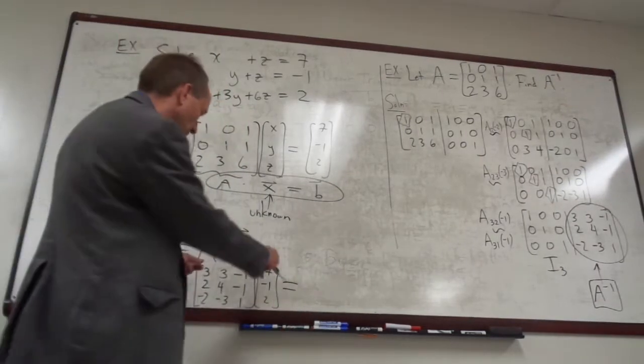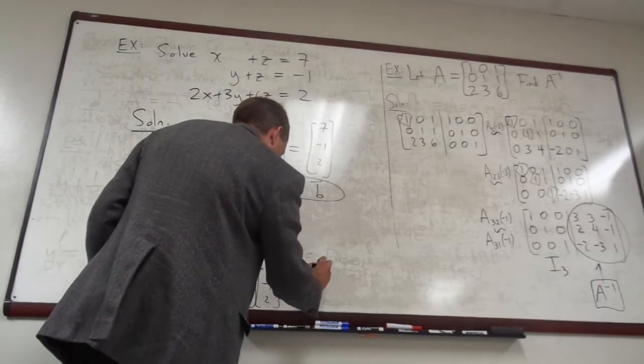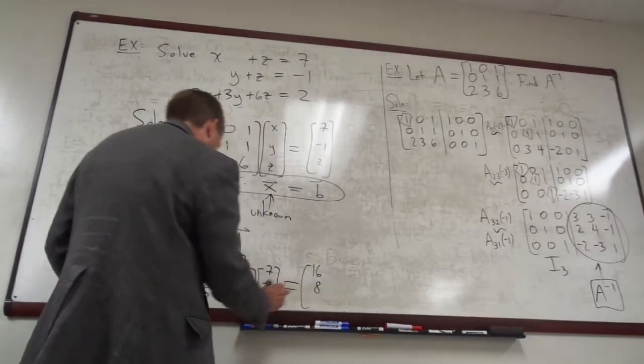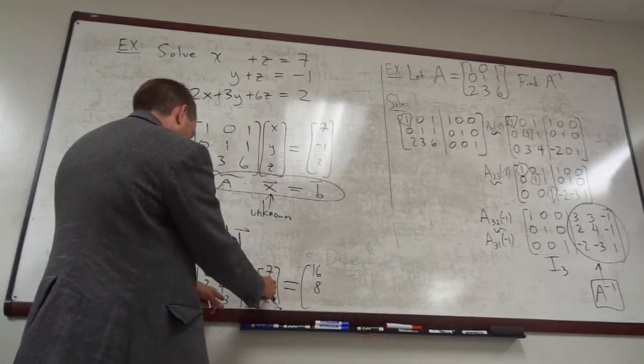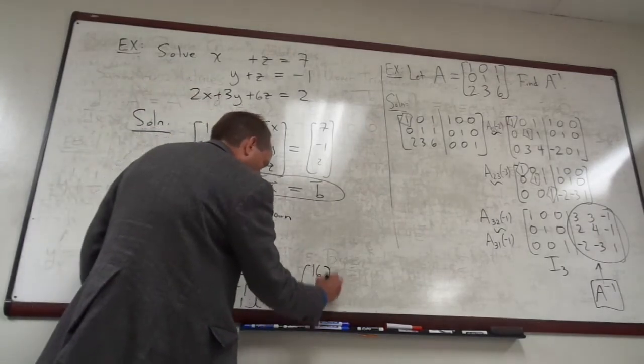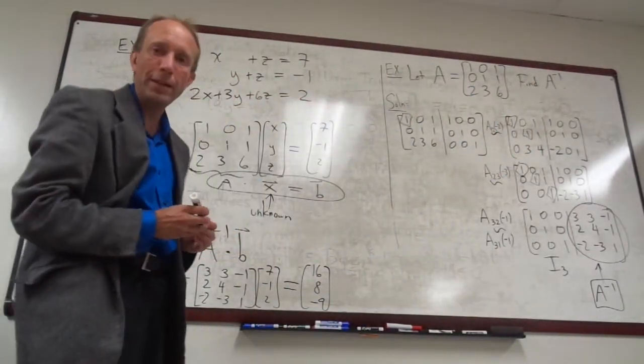Okay, and then we just multiply this out. So 21 minus 3 minus 2, that would be 16. And then 14 minus 4 minus 2 would be 8. And -14 plus 3 plus 2 would be -9, I believe. Yeah, okay. That looks good.